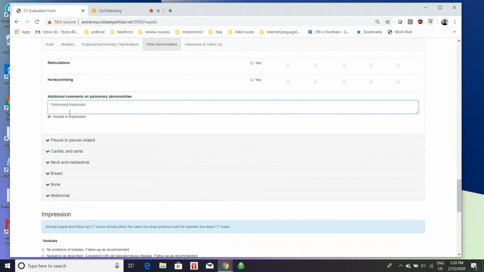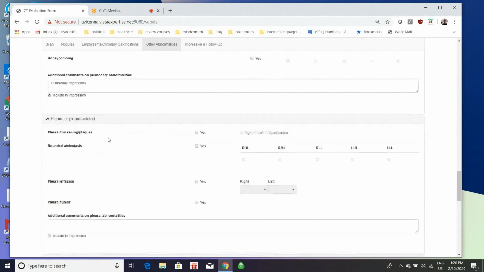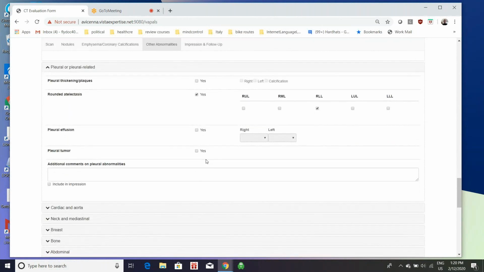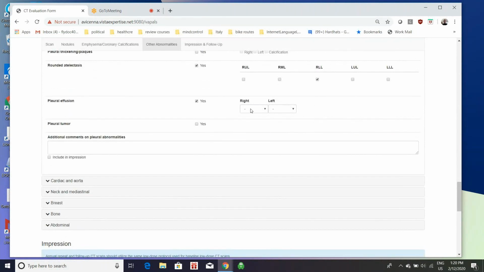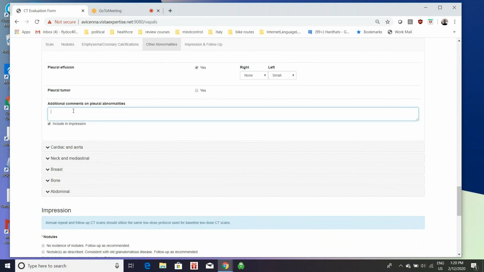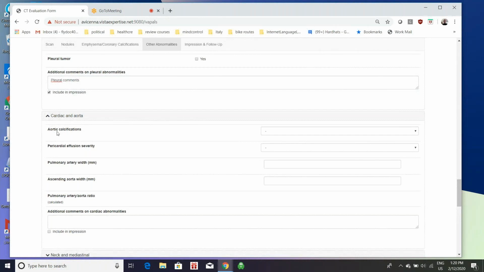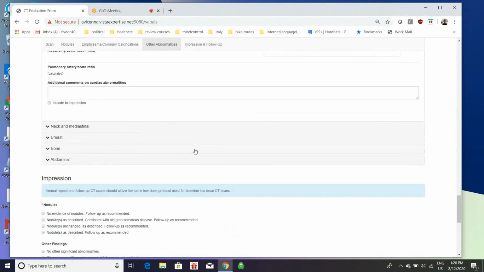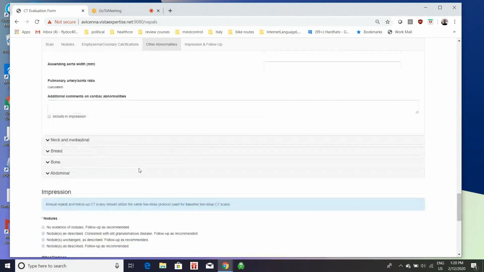So pleura, there could be some rounded atelectasis in the right lower lobe. Let's give ourselves a pleural effusion, none in the right, small in the left. We can include pleural comments in here as well. And cardiac, we can give ourselves some cardiac calcifications. You can go through and do a bunch of different things in there.